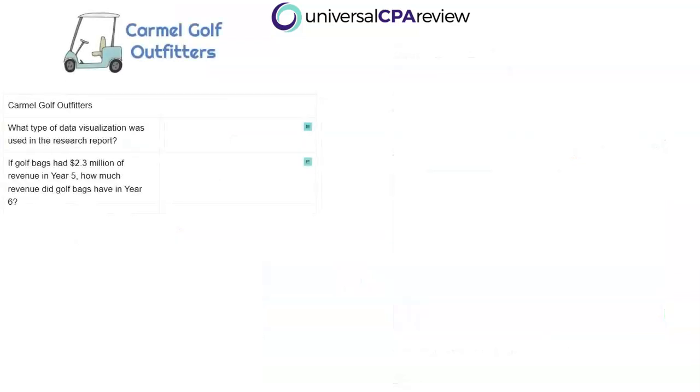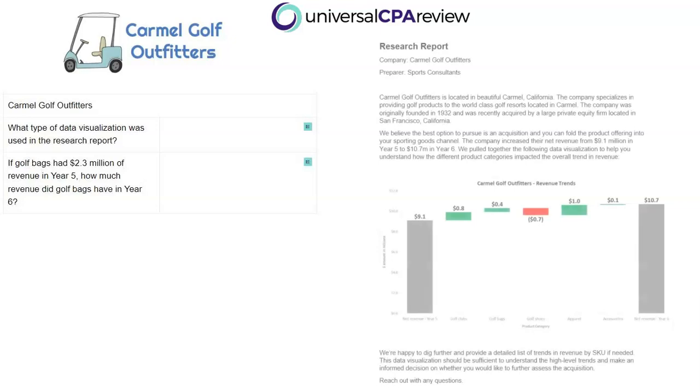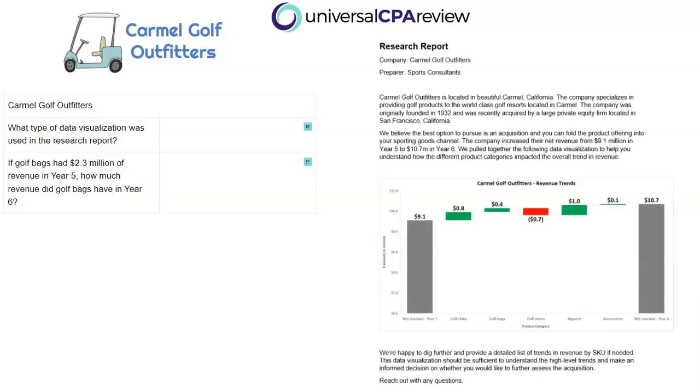So moving on to Carmel Golf Outfitters. Again, we'll pull up the research report, taking a quick glance at the questions. Well, we need to figure out what type of data visualization was used in the report, as well as some information about the change in revenue for golf bags, right? So let's attack the first question.